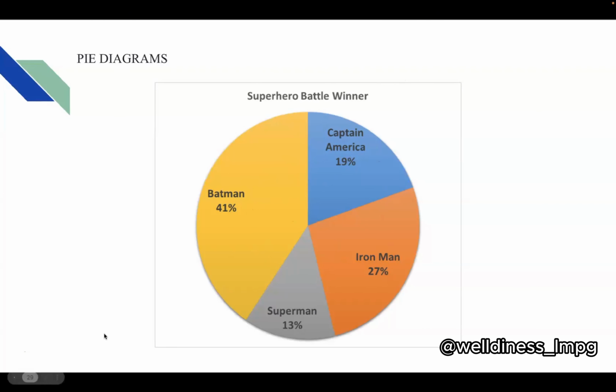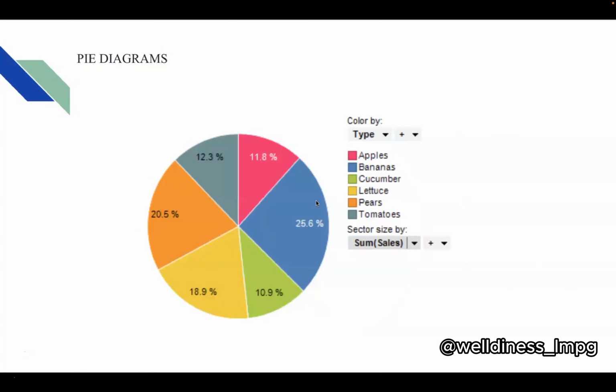Interestingly, if we go back, I think Superman is even the least superhero battle winner. And we all know that in the comics, really, he will actually make quick work of all these guys, but that's another story for another day. So now let's look at this other one.